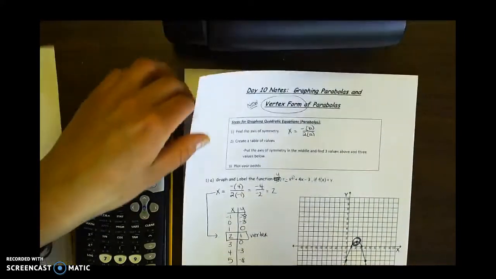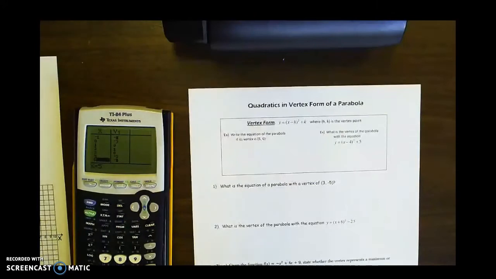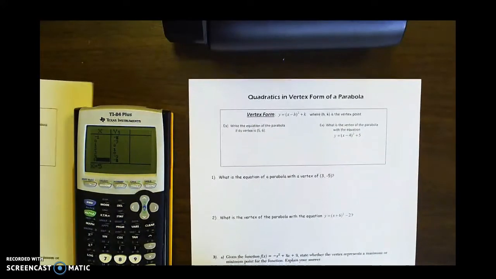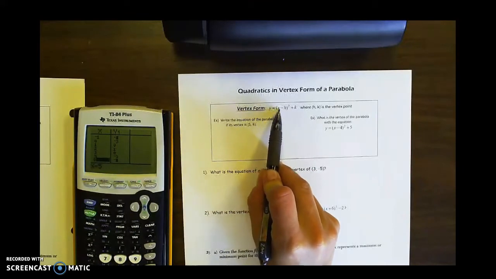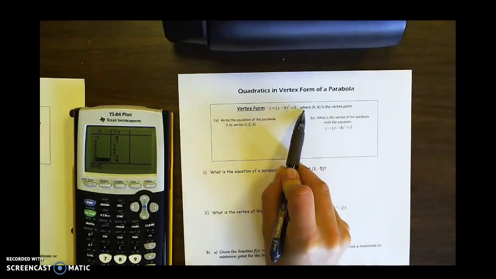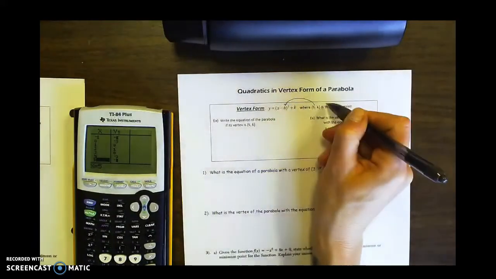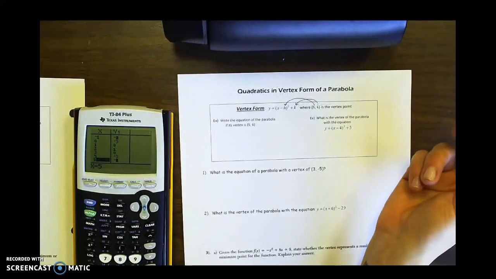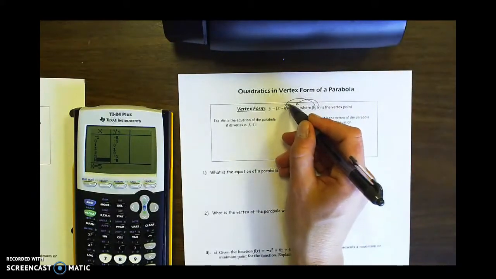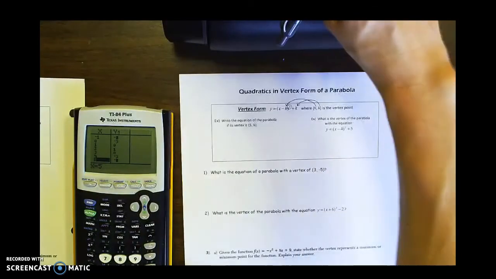So now let's flip the page and take a look at that vertex form of parabolas. All right, when we take a look at vertex form, here it is: y equals x minus h squared plus k, where (h, k) is the vertex point. So this h just goes into the equation, and so does the k. This is still going to be a parabola because if you look carefully, your x is being squared.